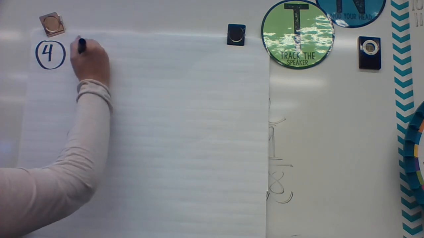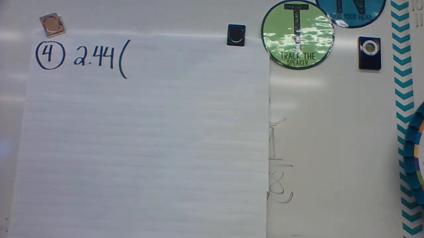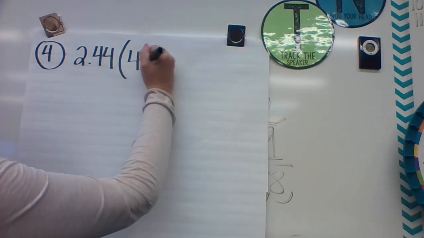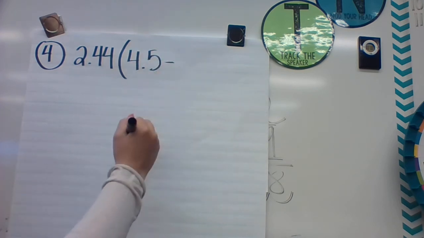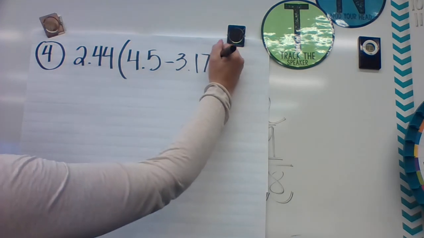What is the value of 2 44/100 times (4.5 minus 3.175)?